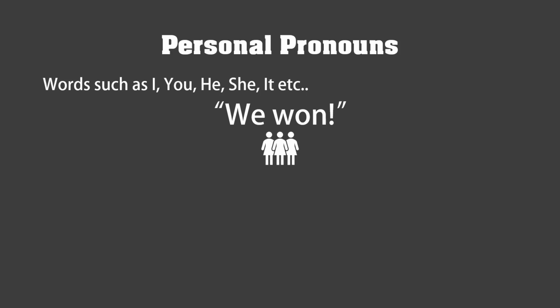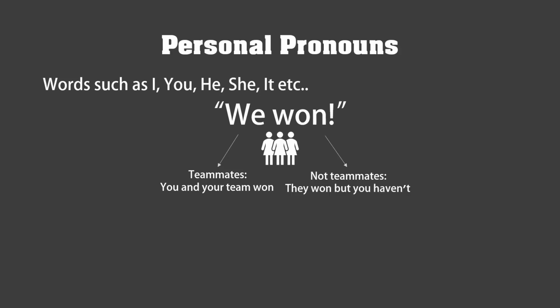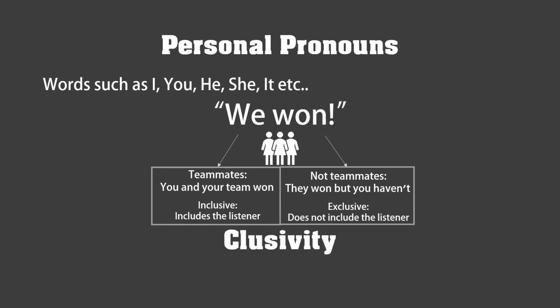There's two possible meanings to this. They could be your teammates, and saying that you and your team won, perhaps. Or they could not be your teammates, and they say that they won, but you haven't, which would be a real shame. The first one is inclusive. It includes the listener, whereas the second is exclusive. It doesn't include the listener. This is called clusivity. And you can actually use this in your pronouns. You can have two different types of we, one that's inclusive and one that's exclusive. These do exist, trust me. You should look it up. There's quite a few languages that actually use this, and it's quite interesting.